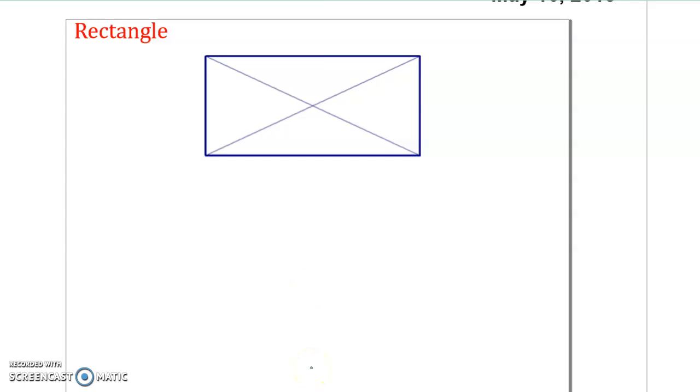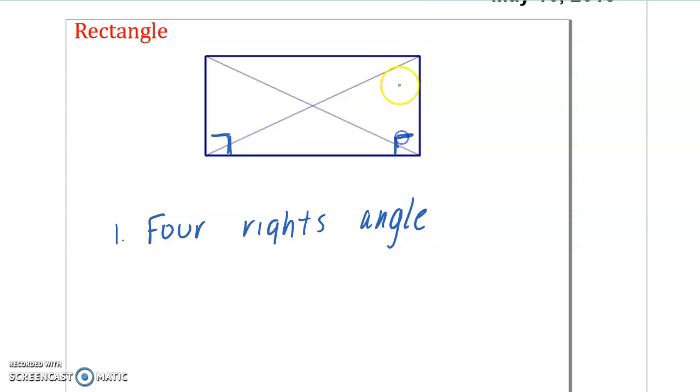What makes a rectangle unique? If you were to describe just a rectangle, the easiest way to say it is that it has 4 right angles. Okay, so where are these 4 right angles? That's here, here, and here. We obviously know that all 4 sides are not the same.